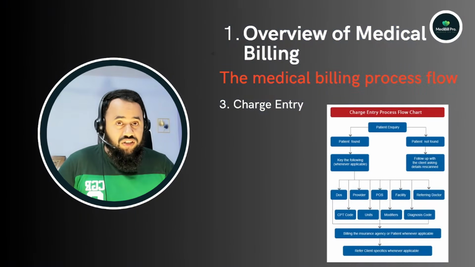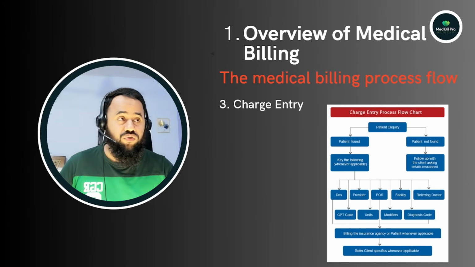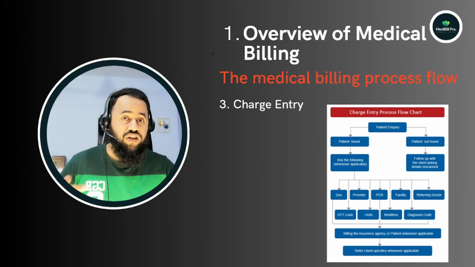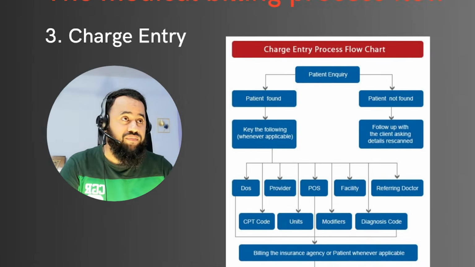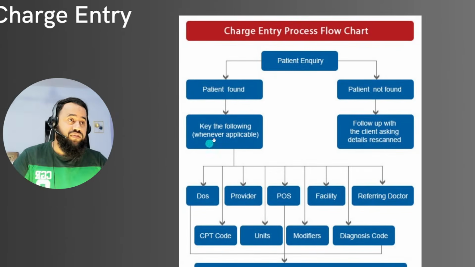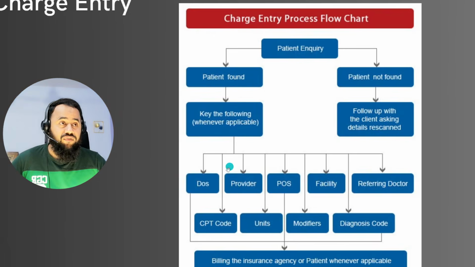That is the charge entry. In charge entry, we are going to add the different patient information and charge information. Let me zoom in on this a little bit so you can better understand. This is the charge entry process. Patient inquiry: if the patient is found eligible, then key in the following whenever applicable. We add different kinds of information into a claim in our medical billing software.